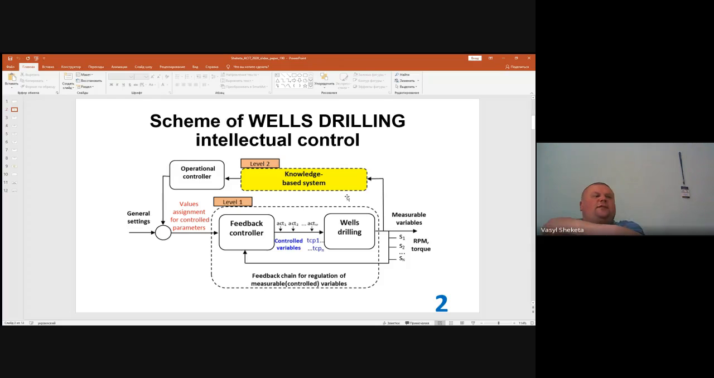On this slide, we presented some levels of intellectual control, and it presents the main point of knowledge-based systems. Application in drilling is a very new approach, because using knowledge is the main trend of today's IT industry.